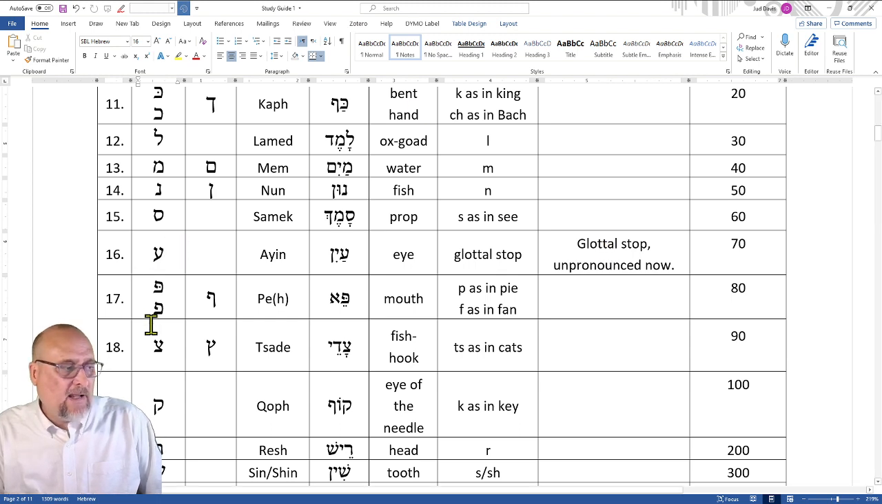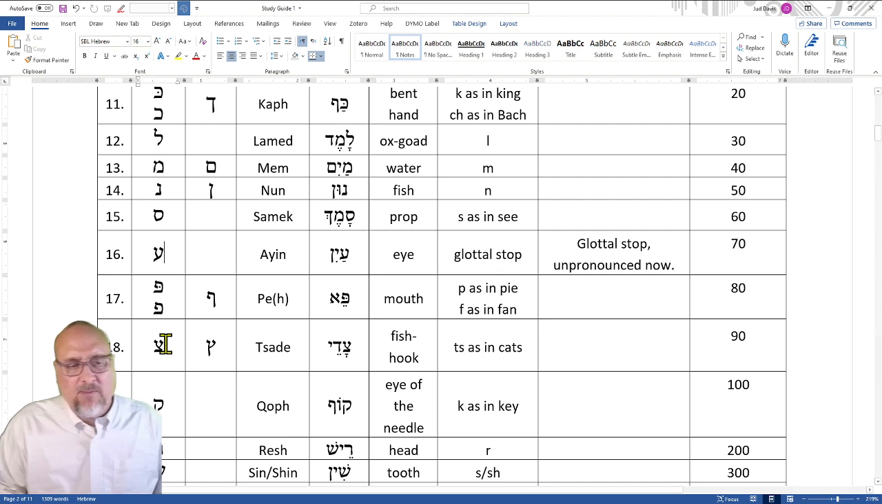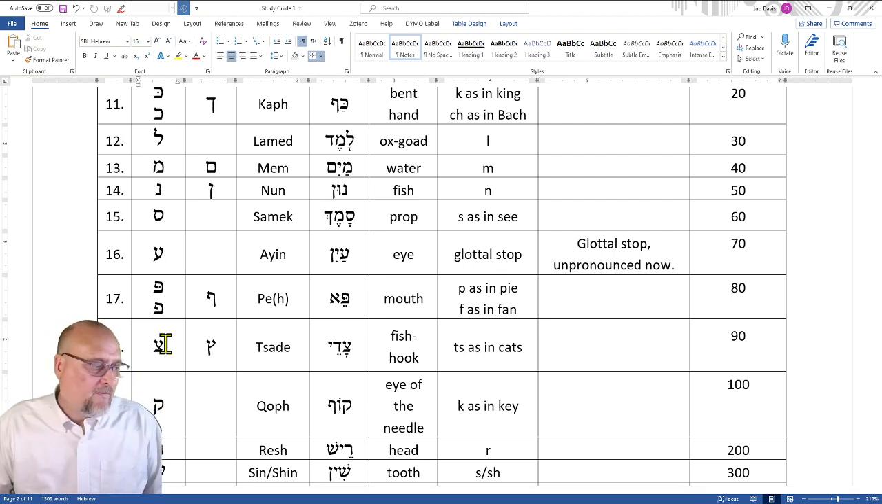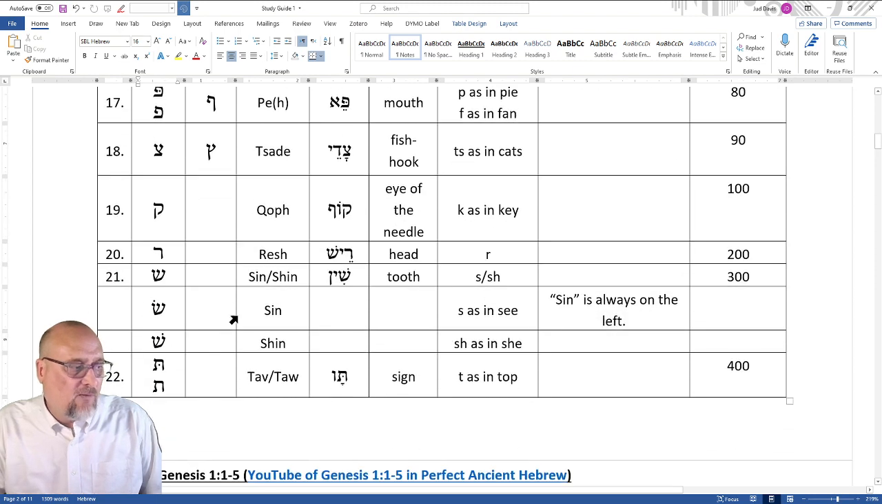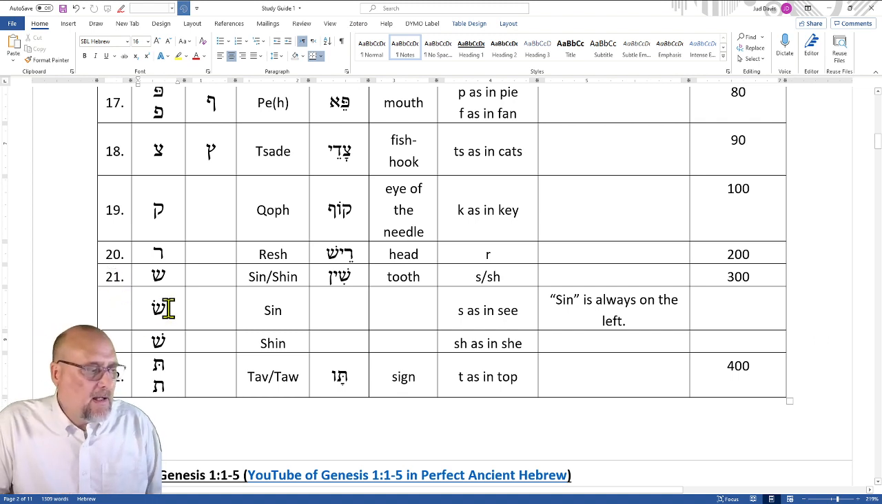So ayin, pei, just a P sound, tzadi. So aleph, bet, gimel, dalet, hey, vav, zayin, het, tet, yod, kop, lamed, mem, nun, samik, ayin, pei, tzadi. And then the final four are easy. Kof, resh, and then the 21st letter actually has two pronunciations. And it depends on where you put the dot.